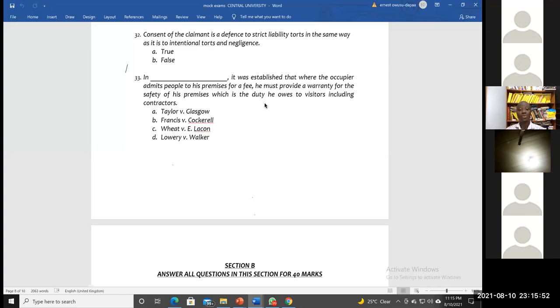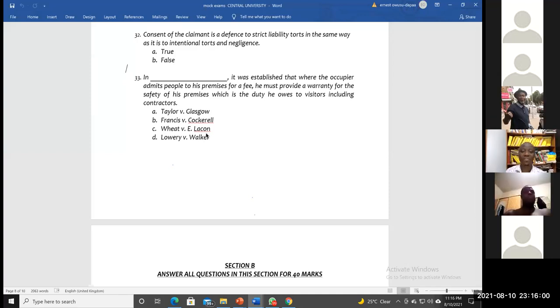Okay, so let's go on to Wheat against Lacon. Now we know that Francis against Cockwell is what will fit very well for the time being, but let's test the correctness of it. We could say Francis and Cockwell decided that where the occupier admits people onto premises for a fee, he must provide a warranty for the safety of his premises, which is a duty he owes to visitors, including contractors. But before we dismiss Wheat against Lacon and then Lowery and Walker, will somebody tell us what happened in Wheat against Lacon?